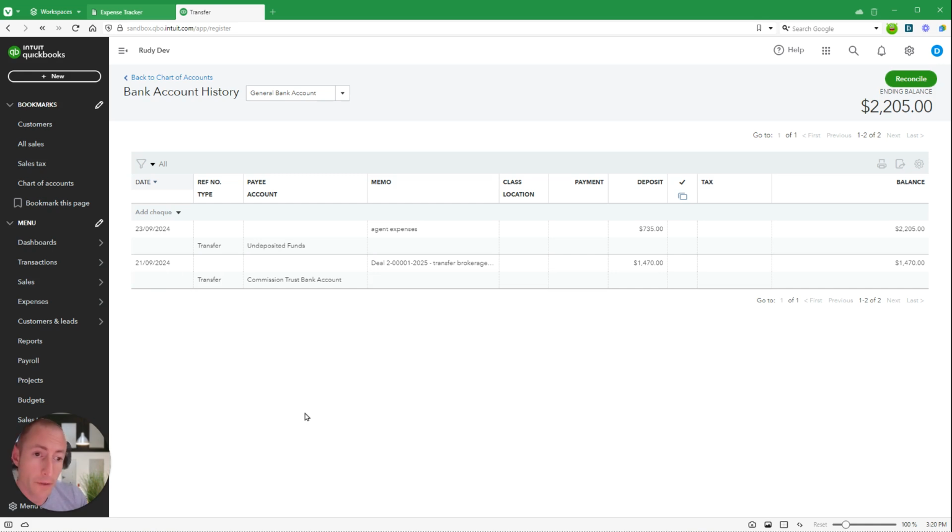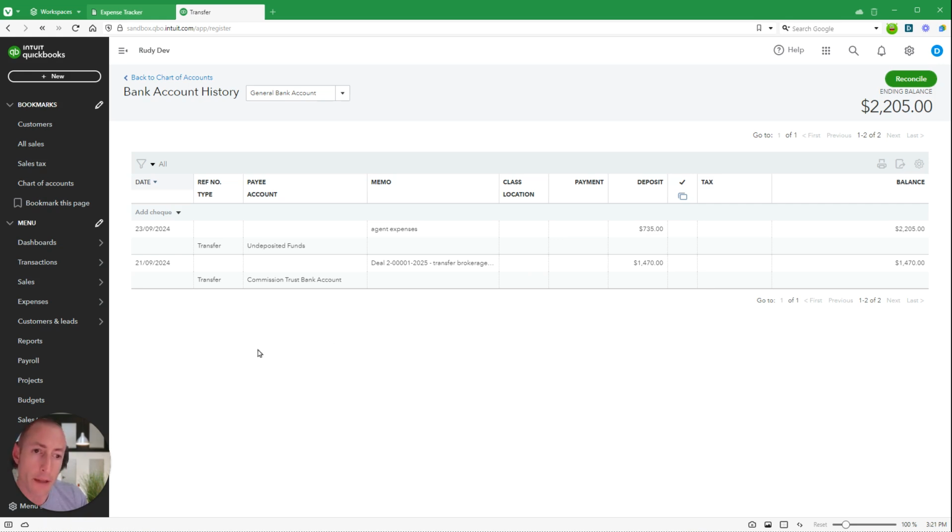Another scenario is that the processor will apply the fees and provide a net deposit. So instead of depositing $735, they might only deposit $720. In this case, you'd still be creating the same 2 entries. You still want to create the transfer from undeposited funds to general for $735. You don't want to be leaving a balance there, because that isn't a balance of funds that haven't been deposited yet. That's funds that have been collected, but with an offsetting expense.